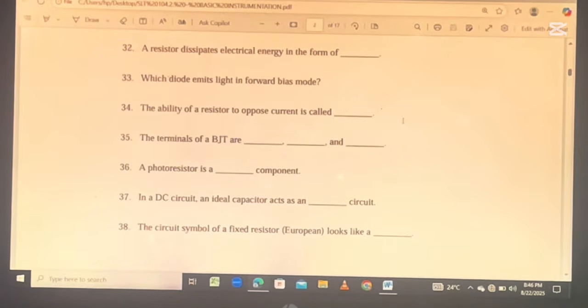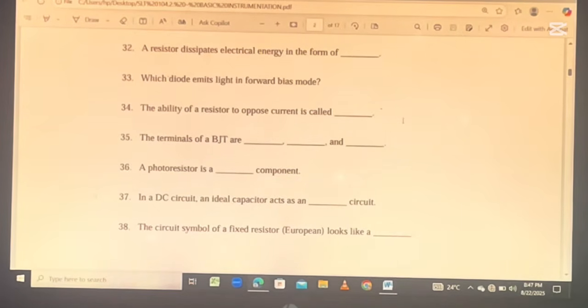Okay, then the next one: a photoresistor is a dash component. A photoresistor is a passive component because it doesn't require any external form of energy for it to function. Remember, we have active and passive components. So it is a passive component. Number 37: in a DC, which is called direct current, circuit, the ideal capacitor acts as a dash circuit. So it acts as an open circuit.